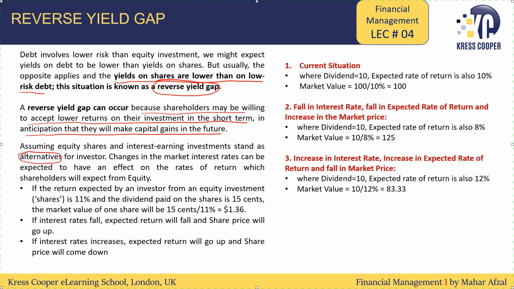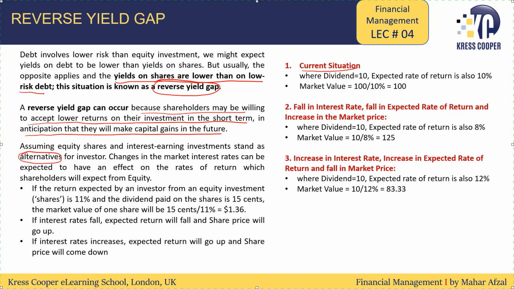As we discussed, investment in equity or investment in debt securities, these are the alternatives for the investors. And this is for sure, interest rate fluctuations will have an impact on the value of the share as well. So higher will be the interest rate, higher will be the expected rate of return of the shareholders, and lower will be the market value. On the other hand, lower will be the interest rate, lower will be the expected rate of return from the equity, and higher will be the market value. So how does this work?